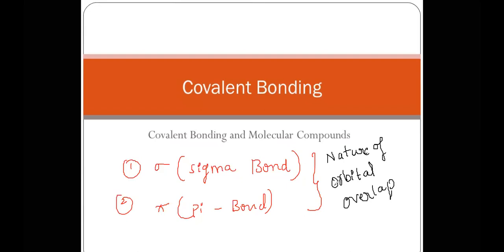But as of now, you should remember the two types of covalent bonding. In the case of polar and non-polar, that is different; that was done on the basis of electronegativity difference. On what basis are we doing this one? We are doing it on the basis of the nature of orbital overlap. Based on that orbital overlap, there are sigma and pi bonds.